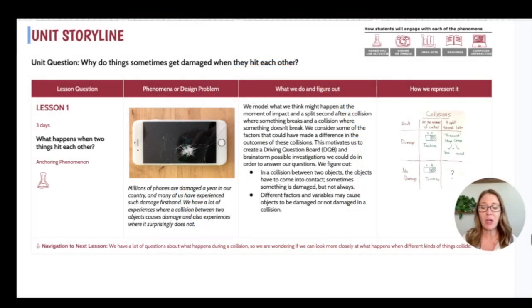In this video, I'm going to go over the unit storyline for Unit 8.1. Now, the entire unit has a driving question: why do things sometimes get damaged when they hit each other? That anchors the whole unit.